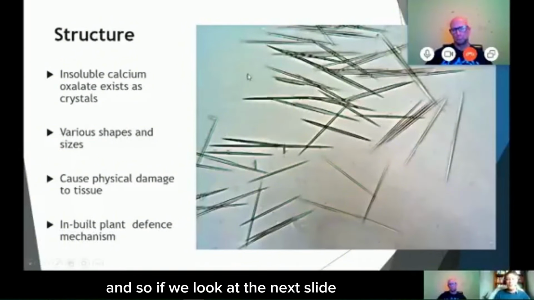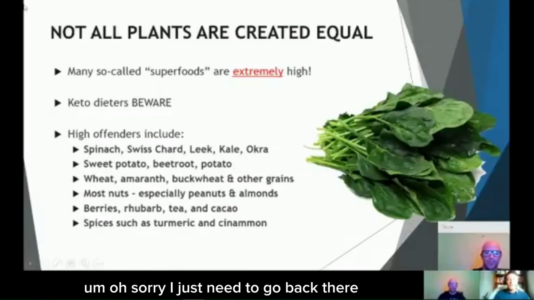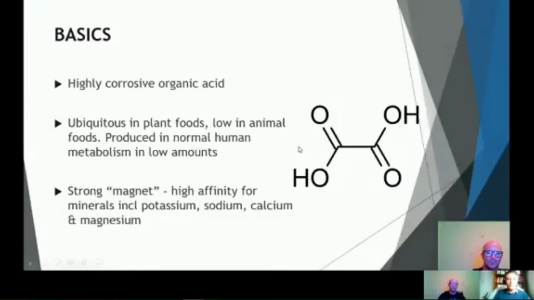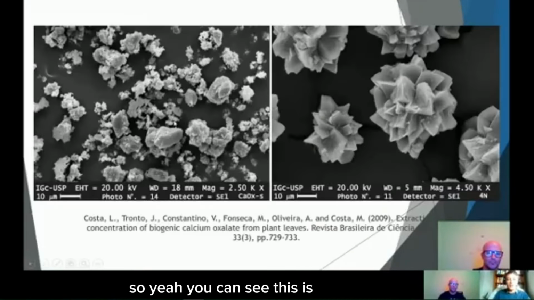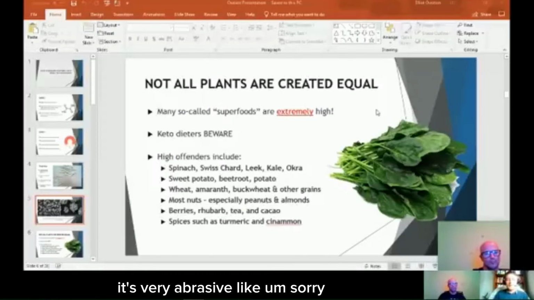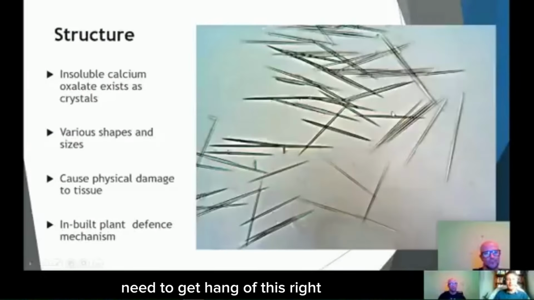Okay. And if we look at the next slide, you can see on the images there, oh, sorry, I just need to go back there. Right. So yeah, you can see this is what it looks like when you take a microscope to it and you really look at it on a close-up level. You can see it's very abrasive. Sorry, need to get a hang of this.